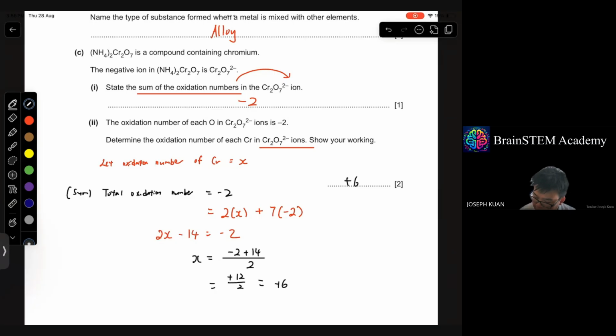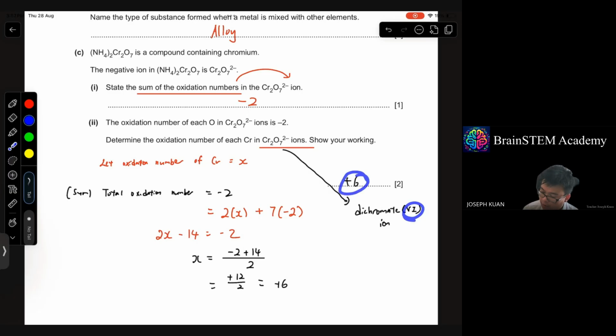As a matter of fact, this ion, you may see it in your textbook. It's called a dichromate(VI) ion. So the 6 refers to the oxidation number of our chromium here being +6.